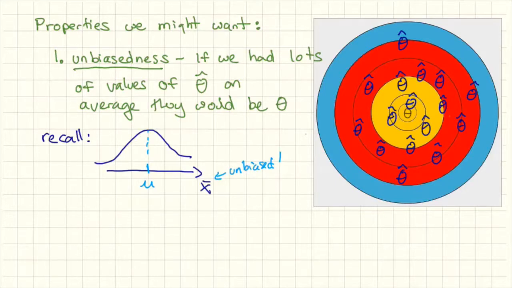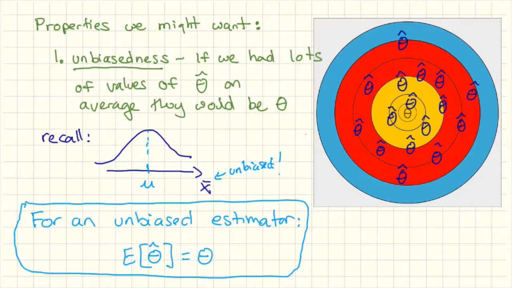So recall that if I sample from X bar, many, many samples of X bar, that on average is right in the middle is the truth, mu, the population mean. So that's an unbiased estimator. When we have an unbiased estimator and we take the average, the expectation, we should get the parameter. So this is the mathematical definition of unbiased.